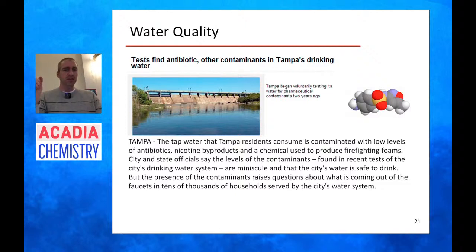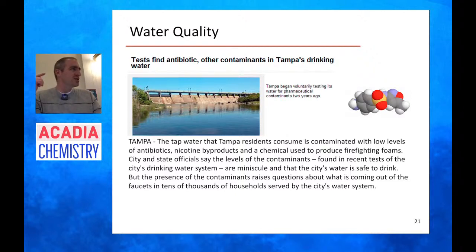And this particular article that's on the screen right now was the article that had come up. The title was, Tests Find Antibiotic, Other Contaminants in Tampa's Drinking Water. And if you read the first paragraph, the tap water that Tampa residents consume is contaminated with low levels of antibiotics, nicotine byproducts, and a chemical used to produce firefighting foams. Could be water. Water is used in firefighting foams, but it wasn't that. There was water in their tap water, but yeah.